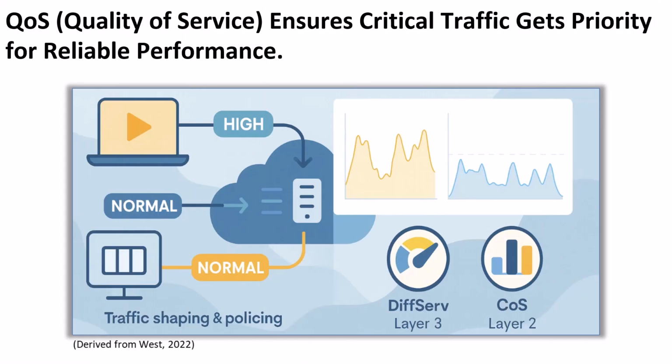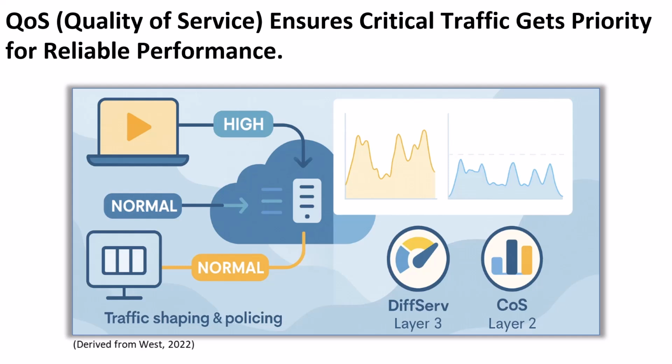QoS, quality of service, ensures critical traffic gets priority for reliable performance. QoS makes sure important traffic, like voice calls or video streams, gets through smoothly without delays, jitter, or packet loss. It does this with traffic shaping, policing, and prioritizing by protocol, IP addresses, VLAN, user group, or application.